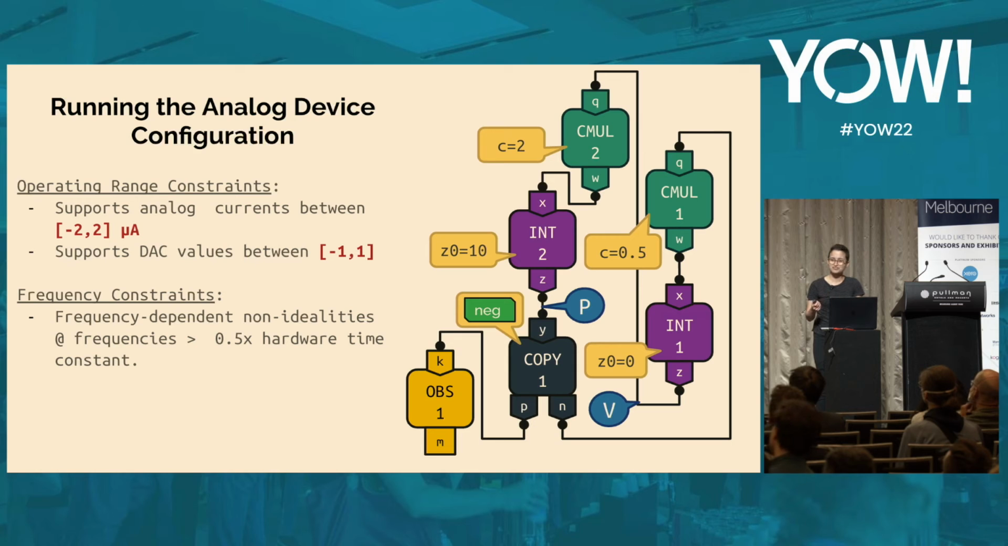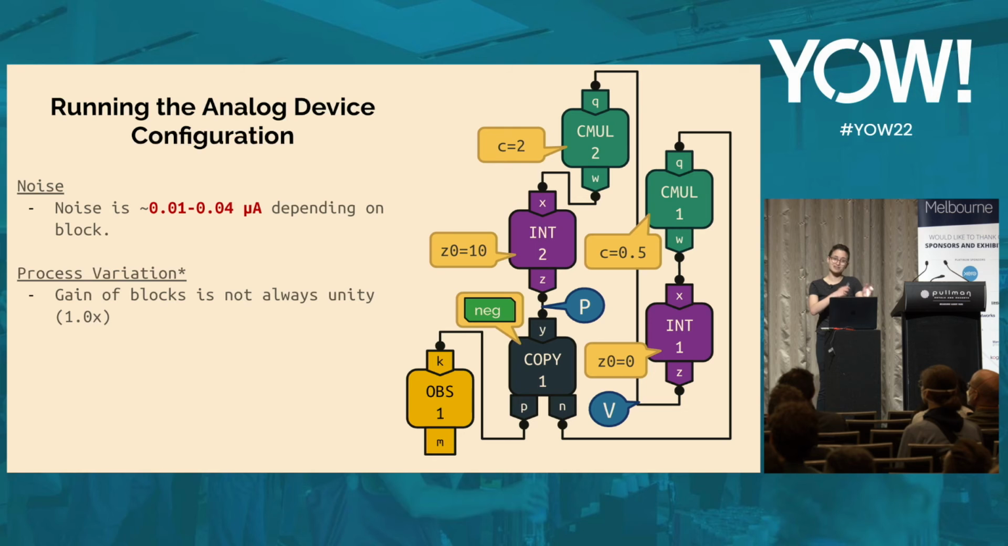We also have frequency constraints. It turns out that if you're using one of these multipliers here, you have to run all of your computations at half speed. And that's because if you start running things faster than that, the multiplier is going to start having all these weird computational artifacts that make the multiplier stop behaving like a multiplier. And so those are kind of hard constraints.